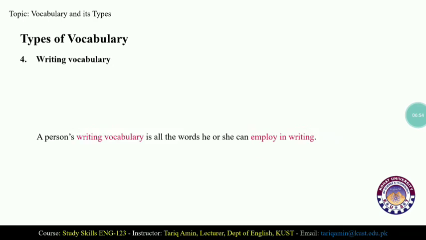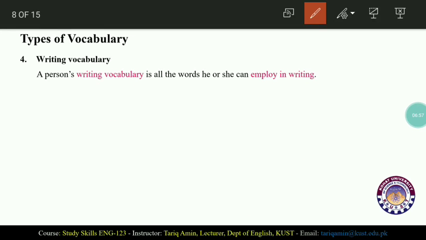Writing vocabulary. A person's writing vocabulary is all the words he or she can apply in writing. So all the words that you can apply in your writing when you write something, when you write a paragraph or two or three or an essay about something, are part of your writing vocabulary. So a person's writing vocabulary is all the words he or she can employ in writing.